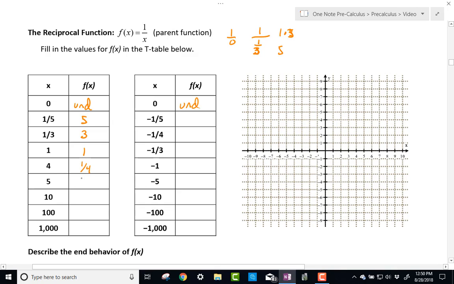If you plug in 5, you get 1/5. If you plug in 10, you get 1/10. You plug in 100, you get 1 over 100. You plug in 1,000, you get 1 over 1,000.